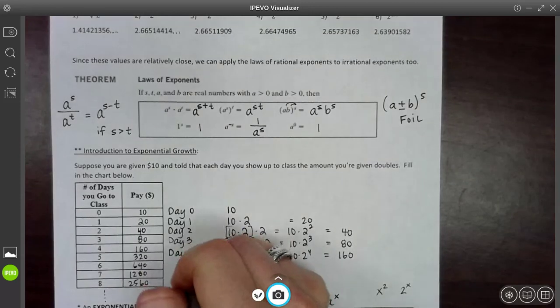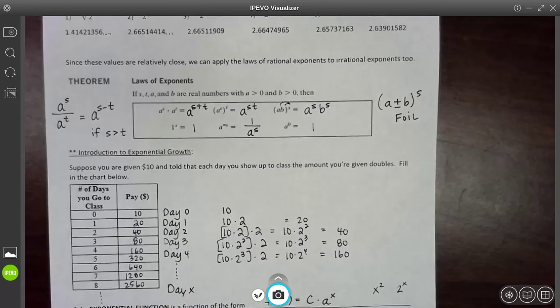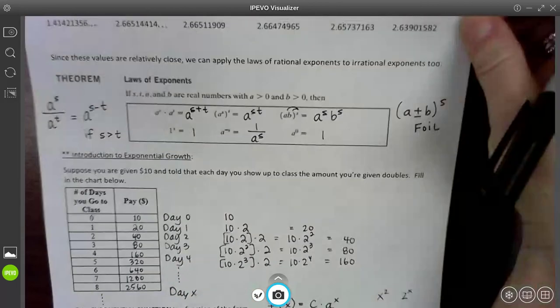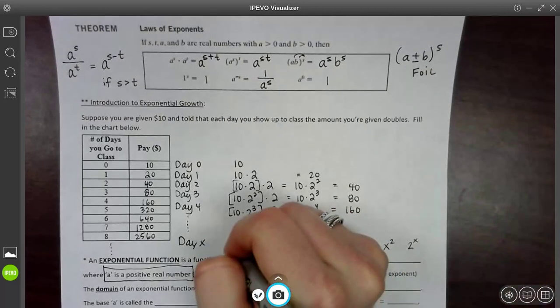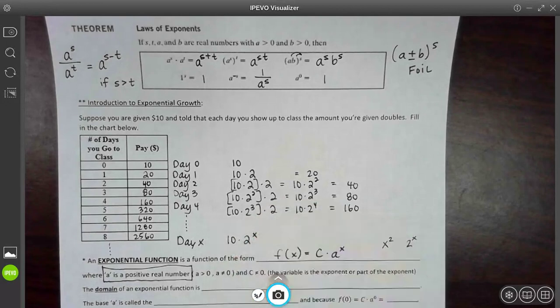where we could then use this relationship on day X. What would you be doing to your money? On day X, you would be taking your $10 and you would be timesing it by 2 to the power of X.